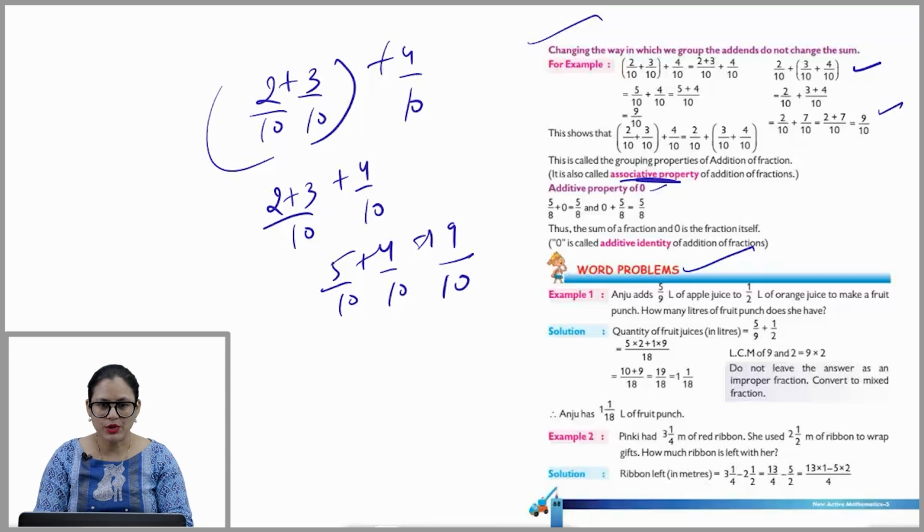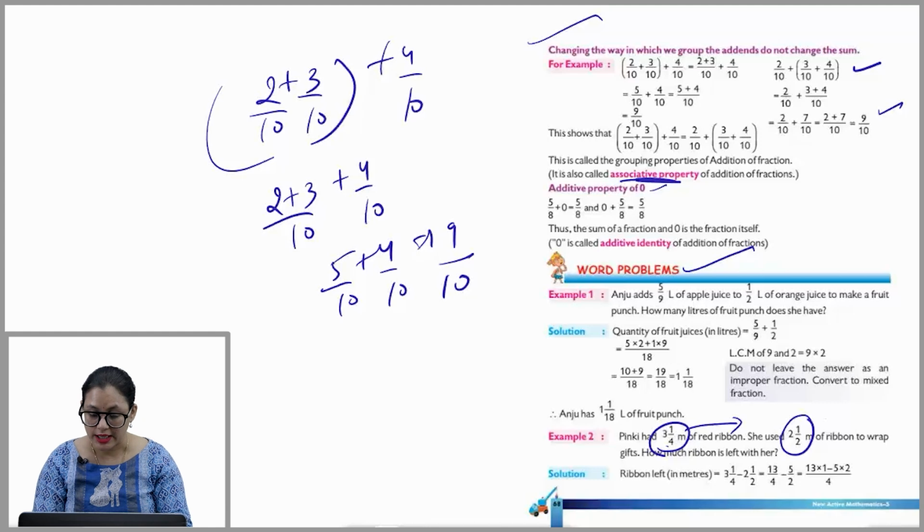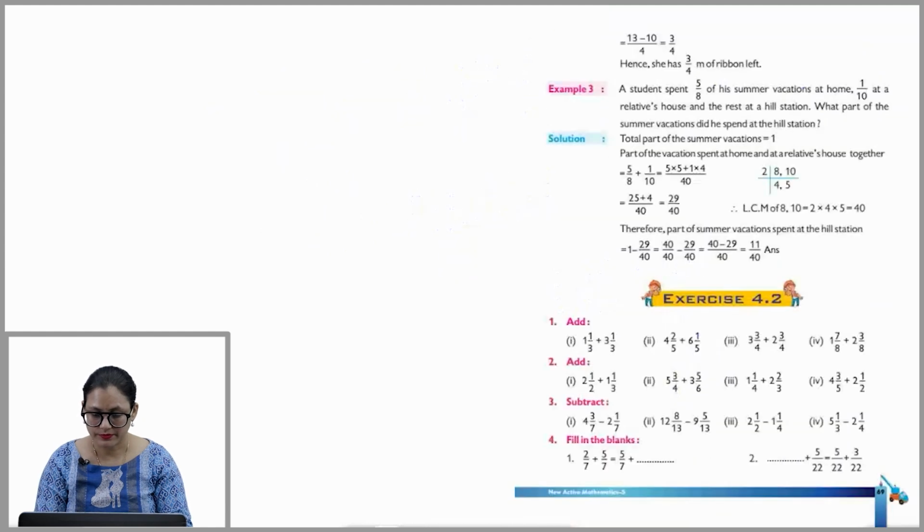Okay. Example 2. Pinky had this much red cloth and she used 2 whole 1 by 2 of ribbon to wrap a gift. How much ribbon is left with her? She had this much ribbon in total and she has used this much. So, how much is left? You will subtract this one from this one, and then you will get the answer. Okay. Let's do the exercise.